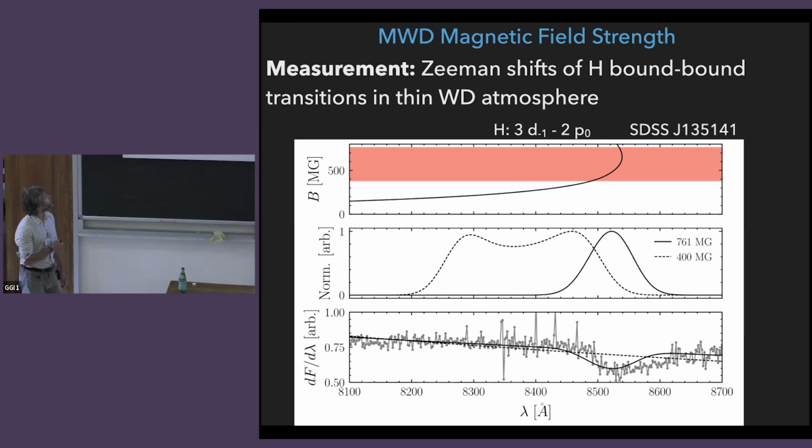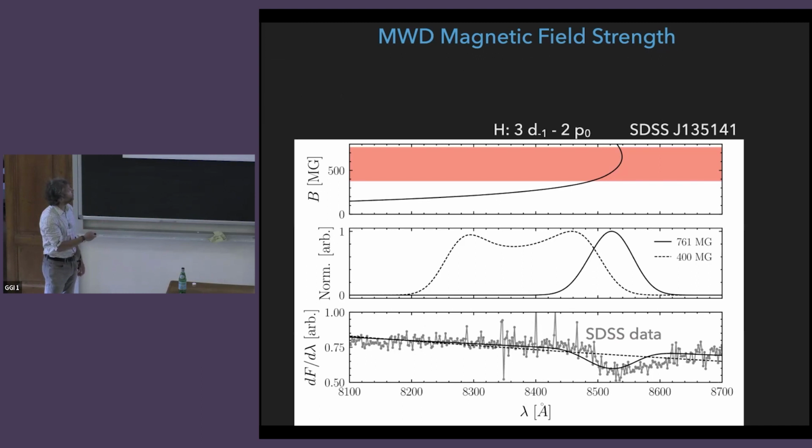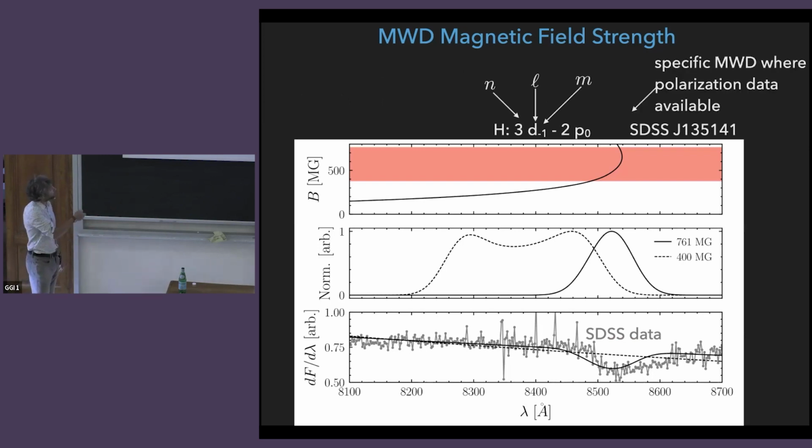We measure the magnetic fields using the Zeeman shift. The white dwarfs are surrounded by thin atmospheres. Those thin atmospheres have hydrogen, and those hydrogen atoms can undergo bound-bound transitions, and these absorb light. So what you're seeing here at the bottom, this is SDSS data, and you can see that there's an absorption dip, and that absorption dip corresponds to this transition between these two states in hydrogen. And that's for this specific magnetic white dwarf, which we're looking at here, which turns out to be a magnetic white dwarf where we have linear polarization data.